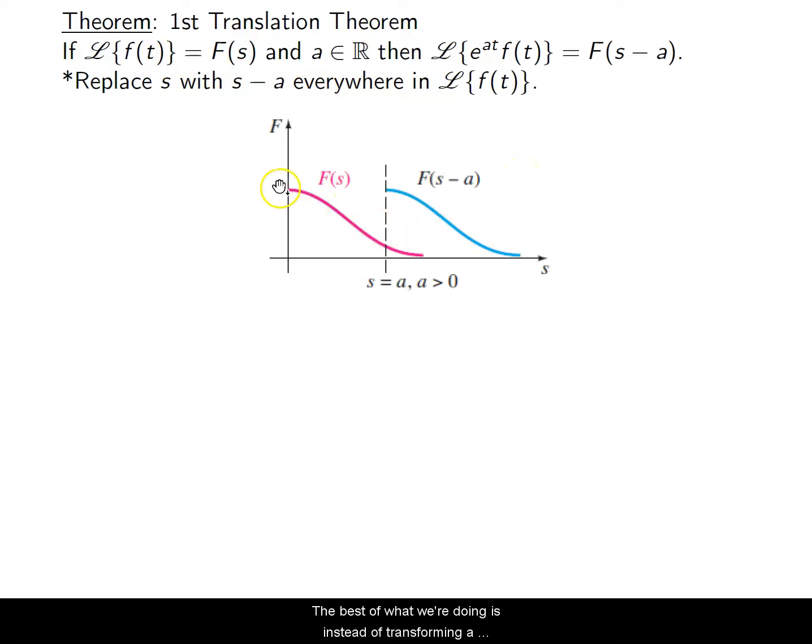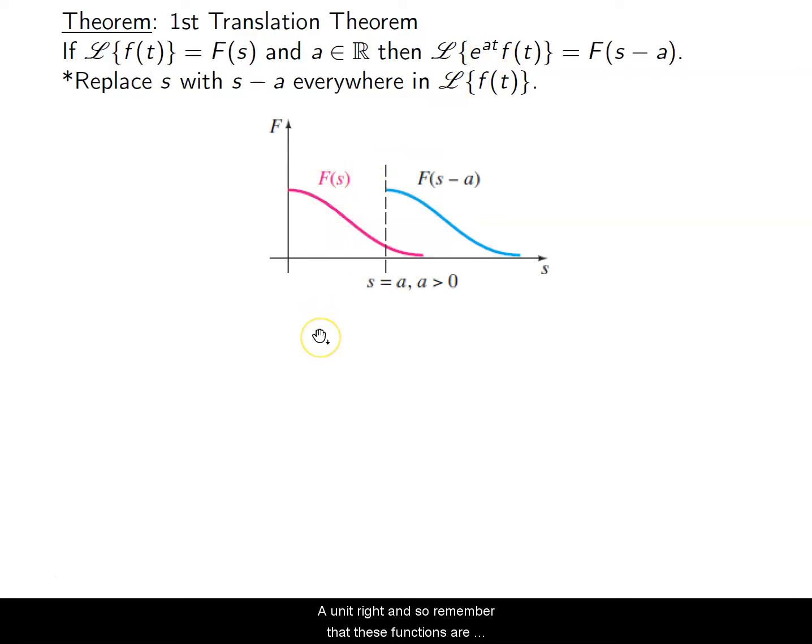So basically, instead of transforming a regular function and getting F of s, our transform has e to the at times our function. If we have a function times a function, in this case a specific function, we'll talk later on about generalizing a function times a function in the Laplace transform. Basically what this exponential function does is it shifts the Laplace transform function over a unit.